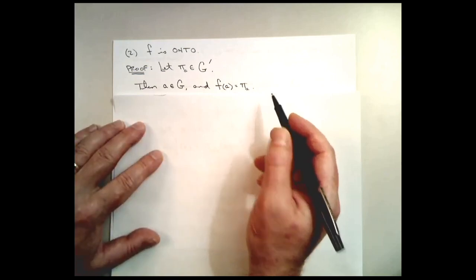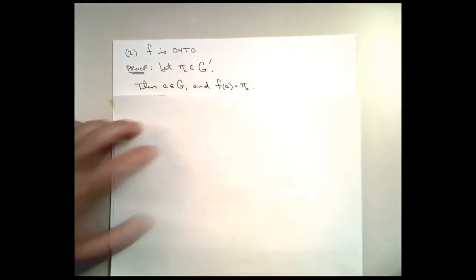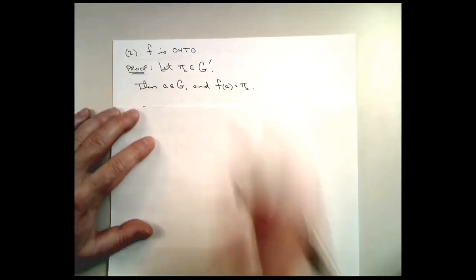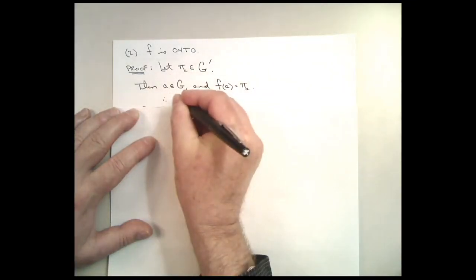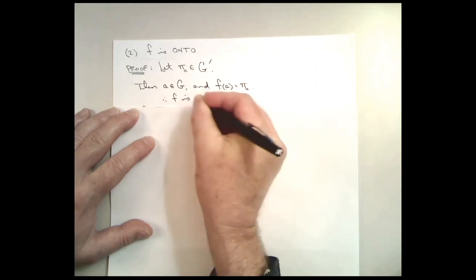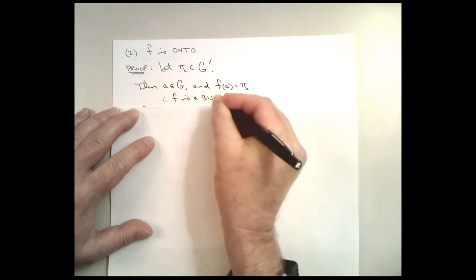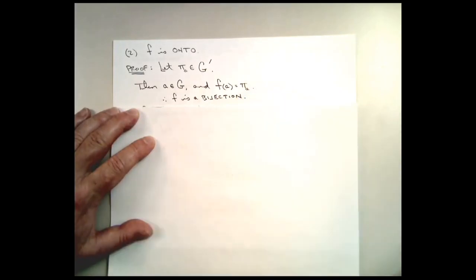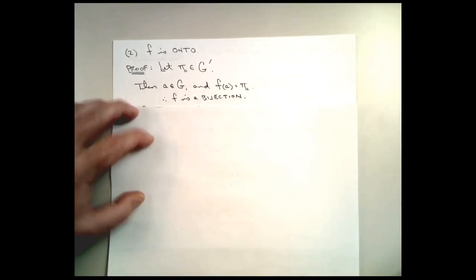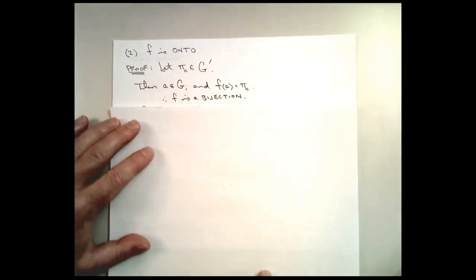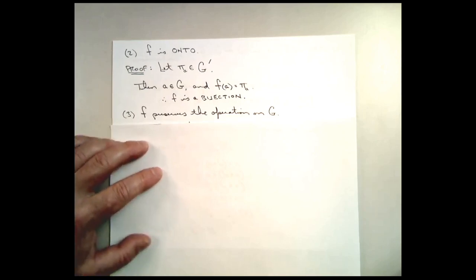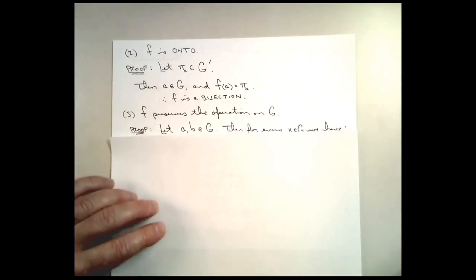So F is one-to-one, F is onto, F is a bijection. Let's just note that. If it's a bijection that preserves the operation, then we've got it. That's the only thing we need. We need to finish showing that F is an isomorphism. So let's show that F preserves the operation on G. What's the operation on G? Well, I'm going to use star to denote the operation on G.